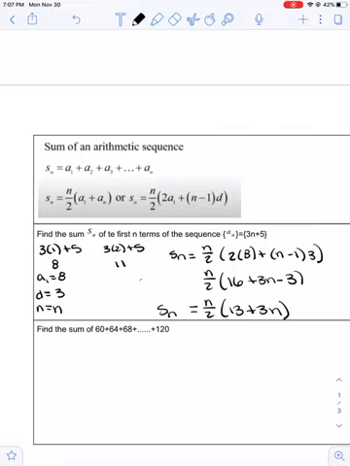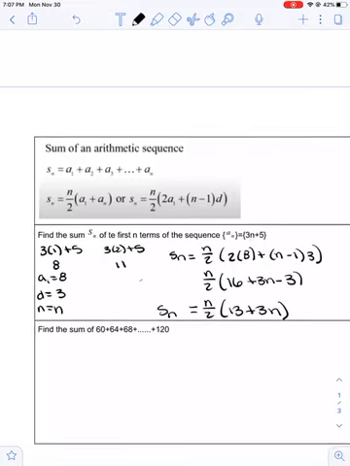Okay, so now the next one, we're actually finding the sum. So let's write down what we know. We know a sub 1 is 60, and we know the last term, a sub n, is 120. And then the difference is 4. D equals 4. So it looks like, again, we're going to use that same equation.